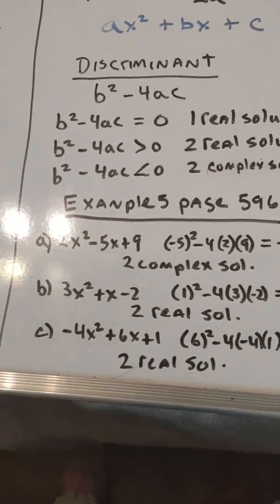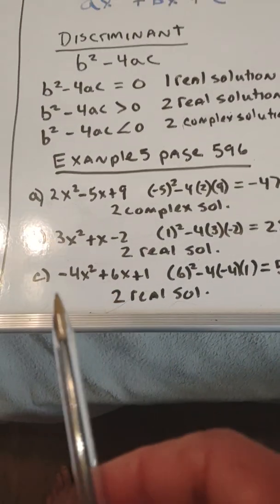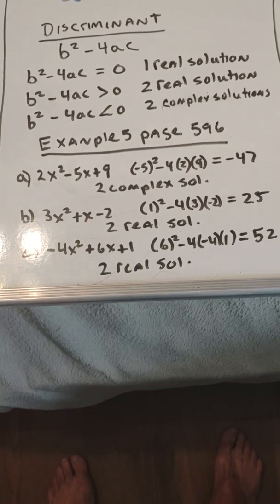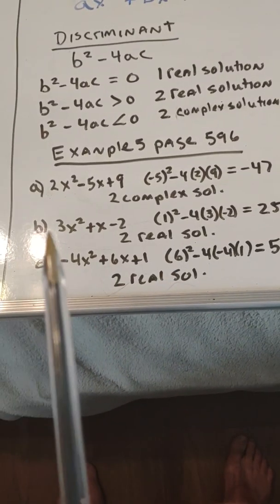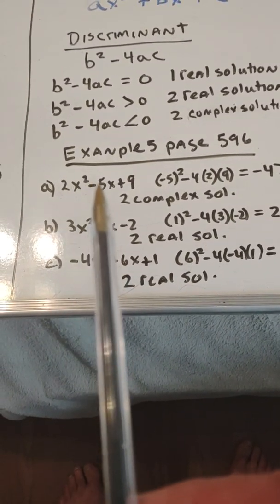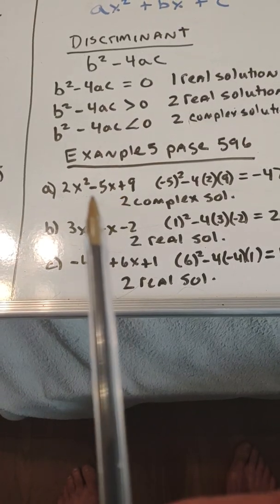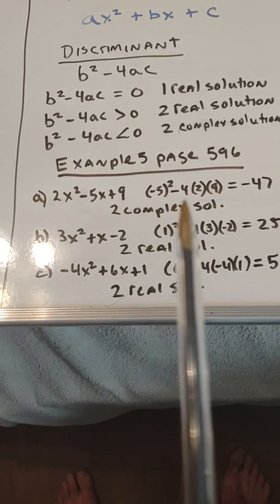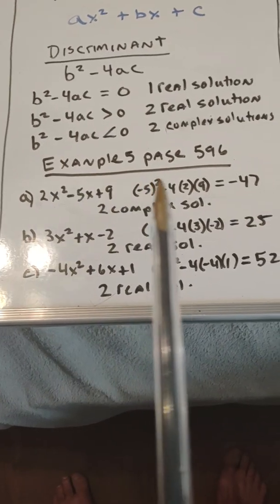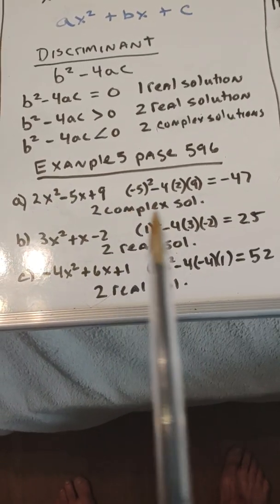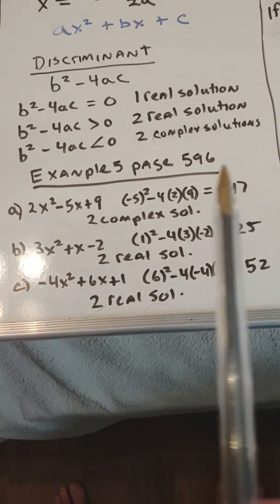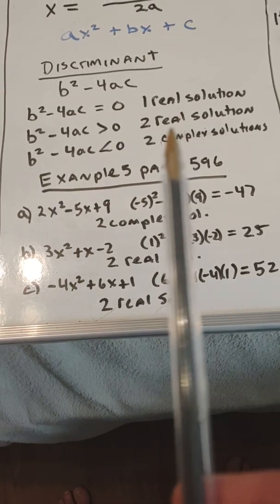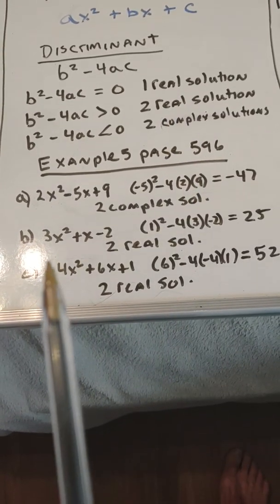Here's where we find the discriminant. I didn't do example D in example 5 because it dealt with fractions, and I'm not going to give you one with fractions. So 2x squared minus 5x plus 9. So here's our b, here's our a, here's our c. Plug it into the b squared minus 4ac, we get negative 47. So there's two complex solutions. When we get a negative value for the b squared minus 4ac, it's two complex solutions.